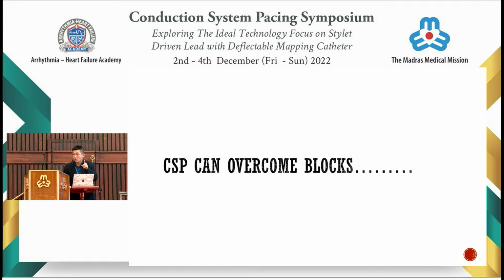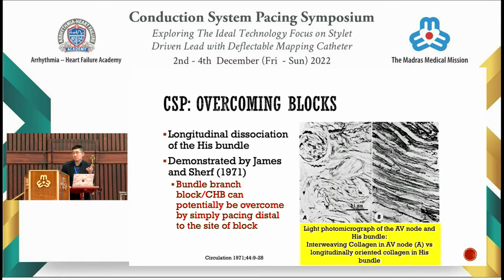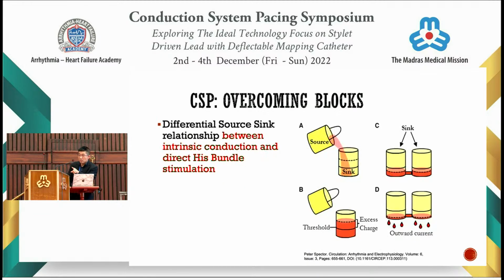So how can conduction system pacing overcome blocks? Longitudinal dissociation, we actually saw the first speaker was talking all about that. And basically, if you look at the photomicrographs of the AV node as well as the His bundle, at the AV node, it's actually where the collagen fibers are interweaving. It's actually very haphazard. But once you get to the His bundle, it's actually arranged longitudinally. And the idea is that if you want to overcome this, well, just pace distal to it, right? It's a small proximal, pace distal. Is it that simple? Well, not quite, because blocks are not so simple.